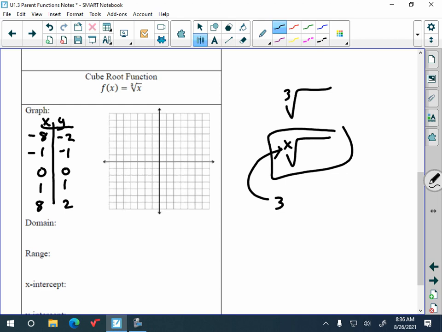All right, so let's go ahead and plot these points so we can see the shape. -8, -2. 1, 2, 3, 4, 5, 6, 7, 8, -2. It's down here. -1, -1. 0, 0, 1, 1. And then +8, +2. 1, 2. Okay. All right, so this is what the shape looks like. It's kind of like an S, but it's going sideways instead of vertical like the cubic did. So it's going to run horizontally instead of vertically.